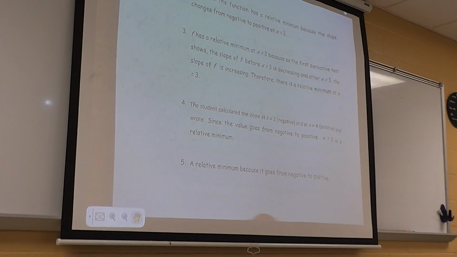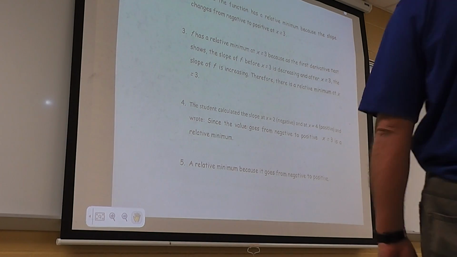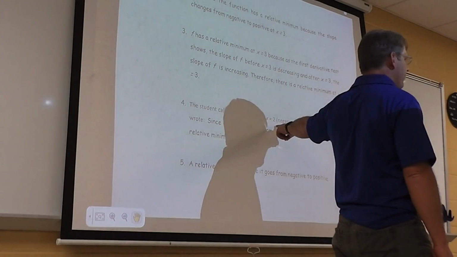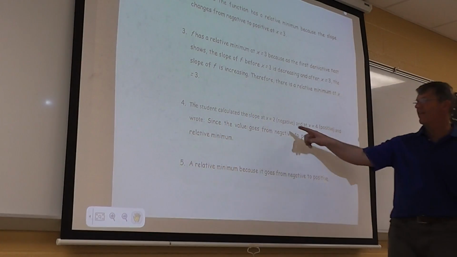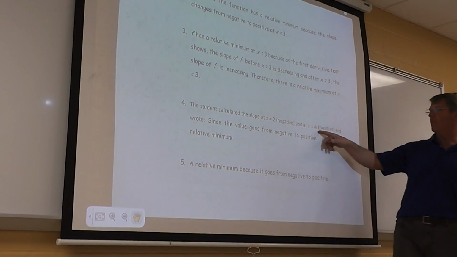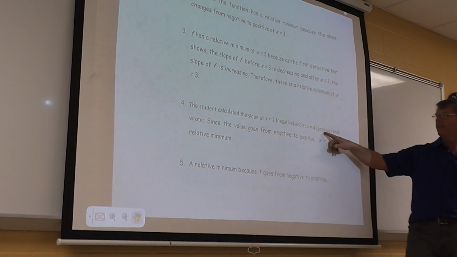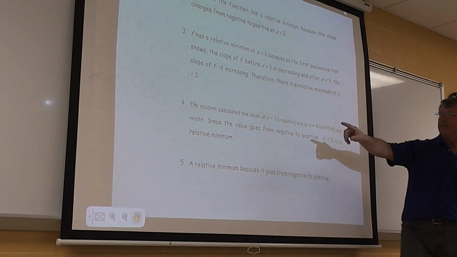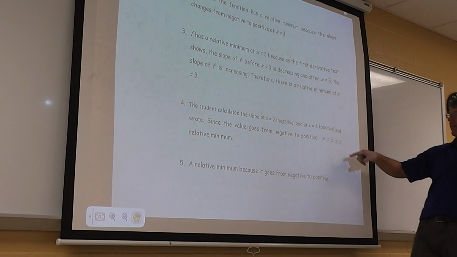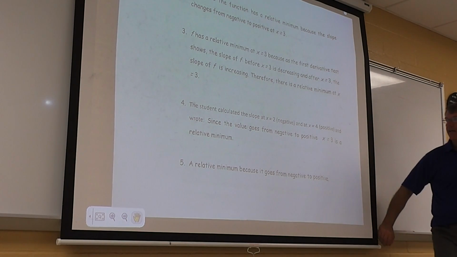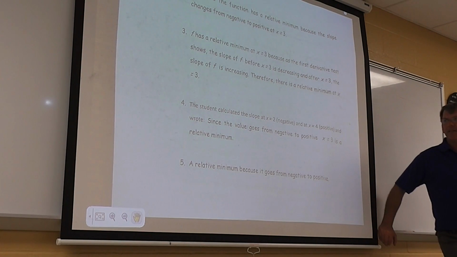Now, in a different example, the student calculated the slope at x equals 2, so they used that for their first test value, and the slope at x equals 4 as their second, and wrote, since the value goes from negative to positive at x equals 3, or since it goes from negative to positive, x equals 3 is a relative minimum. Well, the value of what? Yeah, the value of what?